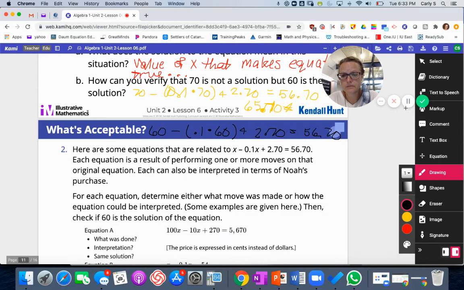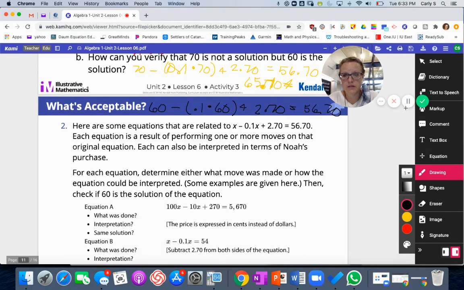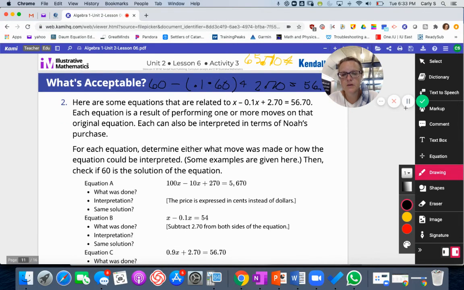Okay. Here are some equations that are related to the original equation. Each equation is a result of performing one or more moves on that original equation. Each can also be interpreted in terms of Noah's purchase. For each equation, determine either what move was made or how the equation could be interpreted. Some examples are given here. Then check if 60 is a solution to the equation.